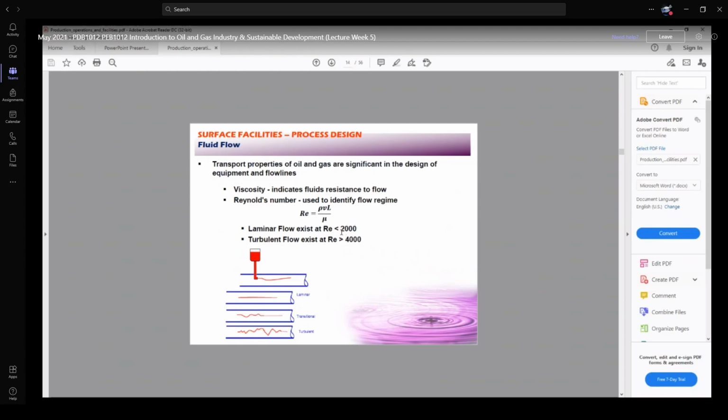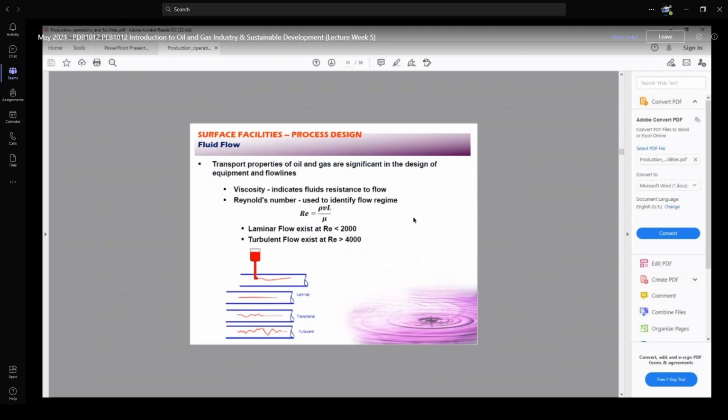How to get this Reynolds number? There is a Reynolds number equation, right? We can see here. So we just plug in the properties of the fluid in it: the density, the length of the pipe, and the viscosity, all we put together here, and we will get the Reynolds number. And viscosity, obviously, is another indication at which we are going to decide our surface facilities.